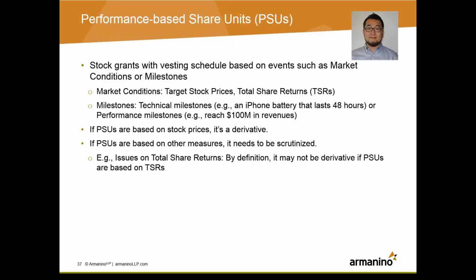Let's say a company that supplies to iPhones creates a battery that lasts 48 hours, 2 full days. Let's see when that happens. But if that happens, that's a technical milestone that could impact the vesting. Or performance milestone. Let's say if the company reaches 100 million in revenue within the time, let's say 4 to 5 years, depending on the contract, then it could impact the vesting as well.